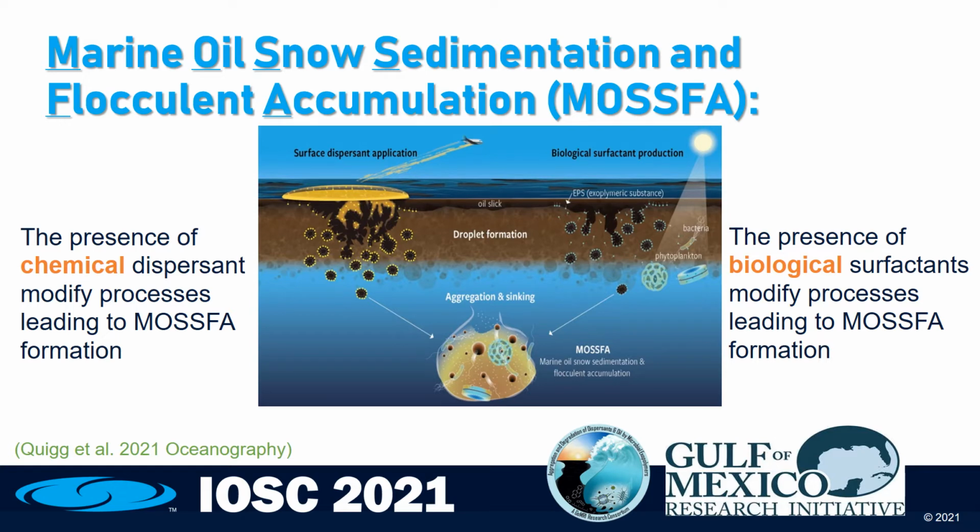When dispersant is applied, we see that the process is modified, and instead of the biological surfactants coating the oil, the dispersant coats the oil. And in fact, the dispersant results in the formation of many more oil droplets and smaller oil droplets. And this in turn changes the pathways for both aggregation and sinking of the MOSFER material.